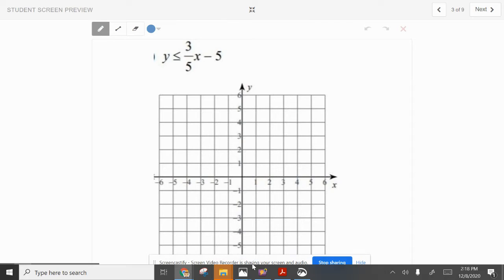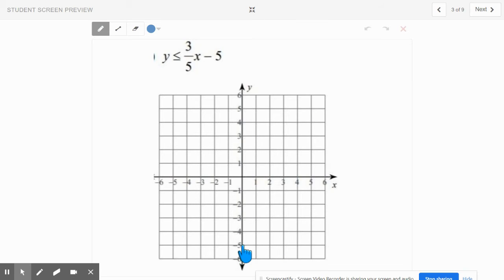Negative 5. Sorry, let me move this a little bit. Negative 5, we're going to go up 3, 1, 2, 3, over 5, 1, 2, 3, 4, 5. We're going to get to use a straight line tool again. This is what it would look like on your graph. Now, does 0, 0 work? Again, if it does, we'll shade over it. If it doesn't work, we can't shade over it.